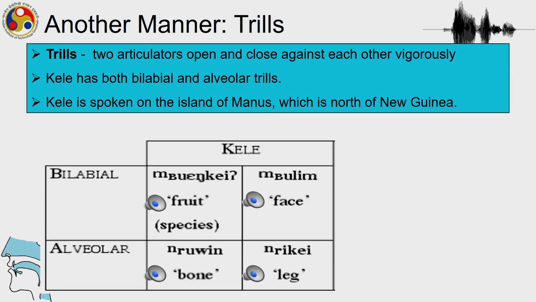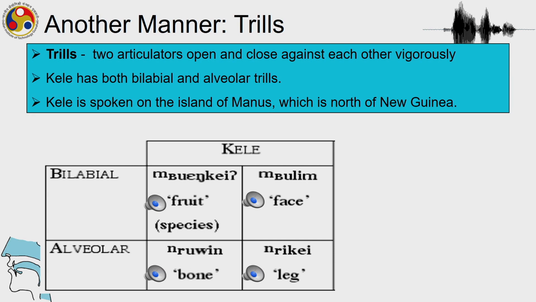So another manner of articulation that we have not discussed at all so far is that of trills. So trills involve two articulators which open and close against each other rapidly and vigorously. Kele is a language which is spoken in the island of Manus, which is north of New Guinea. Kele has both bilabial and alveolar trills. Let me play the bilabial and alveolar trills.